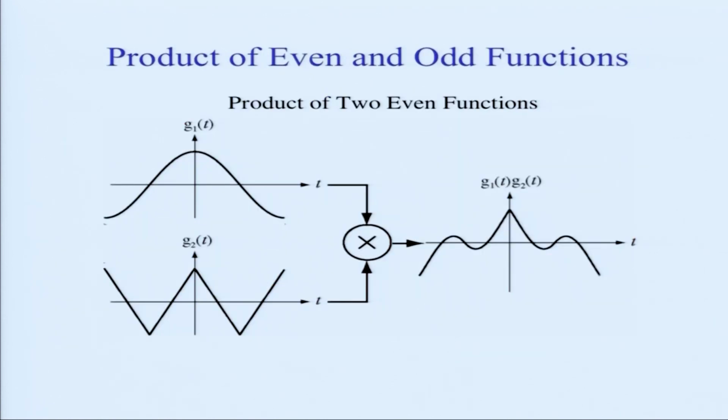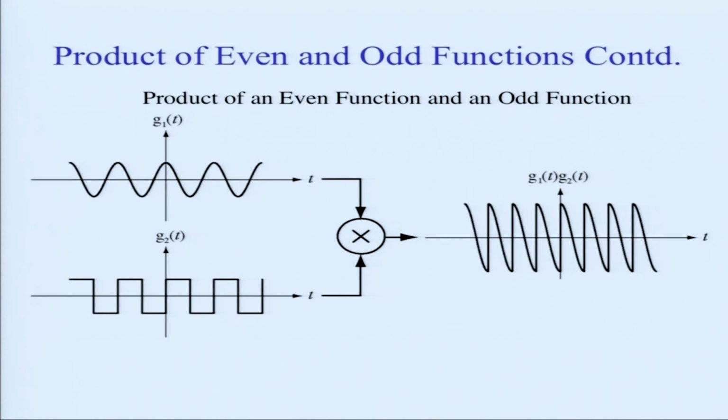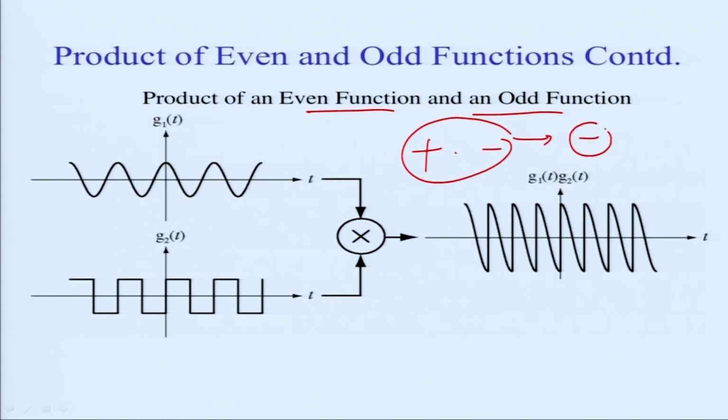This is the same representation in the form of multiplying two signals. See, this is the product of an even and an odd. What we are saying is, if you multiply an even function with an odd one, meaning positive multiplied with negative, you will always get a negative sign. Okay. So, negative sign means, basically, this is the odd signal.